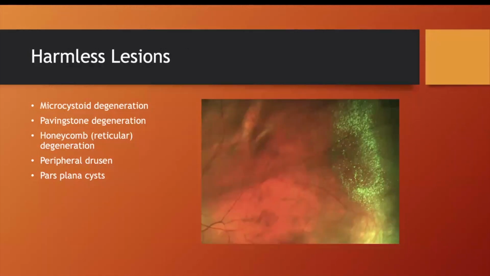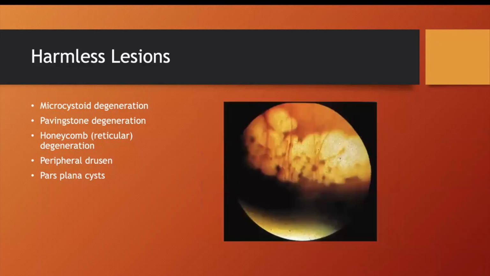So to kick off with some harmless lesions, I've got some pictures of a few of these. So microcystoid degeneration is something that you'll actually see really commonly. So this is actually, you'll see this in up to the majority of eyes, especially in adult eyes. And these are completely harmless. You don't need to do anything about this. And that's typically what it looks like. And you may come across this quite often, actually, in patients when you're doing a peripheral exam.